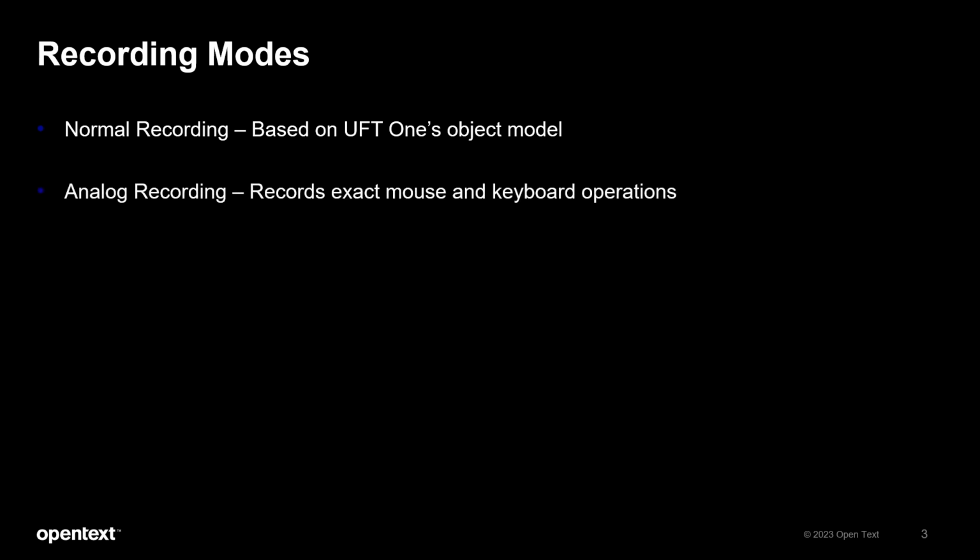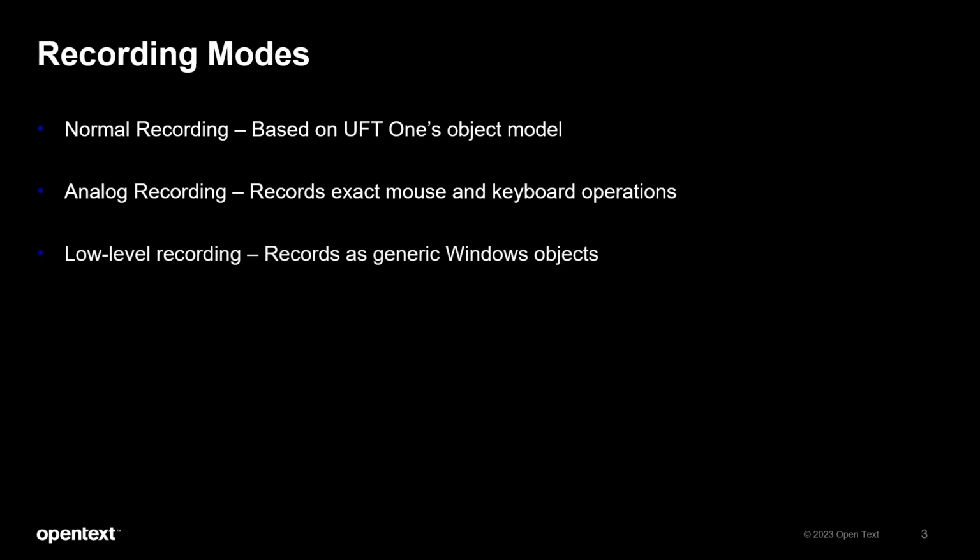There are a number of recording modes to cover all possible testing scenarios. Normal recording is the default and takes advantage of UFT One's test object model, recognizing the objects in your application regardless of their location on the screen. Analog recording records the exact mouse and keyboard operations that you perform in relation to either the screen or the application window. This mode is useful when recording operations that cannot be recorded at the level of an object, such as a digital signature produced by dragging the mouse.